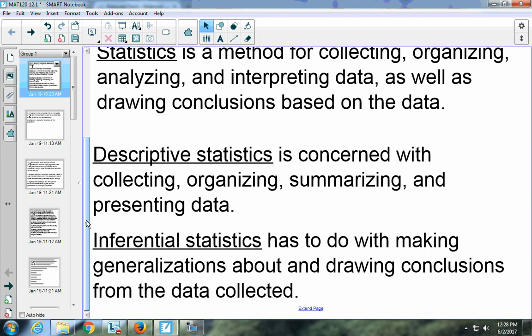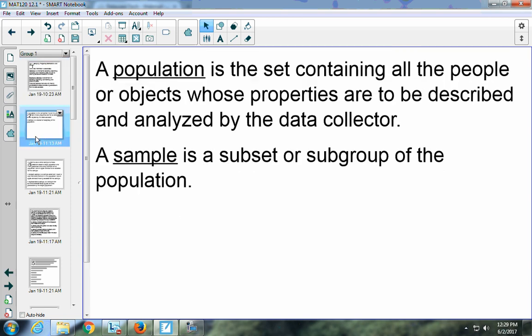Descriptive statistics, which we will focus on, is concerned with collecting, organizing, summarizing, and presenting data. Inferential statistics has to do with making generalizations about and drawing conclusions from the data collected. A population is the set containing all the people or objects whose properties are to be described and analyzed by the data collector. A sample is a subset or subgroup of the population.